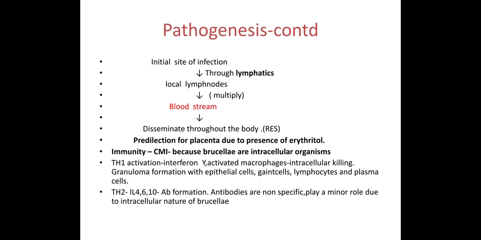Brucellae are known to have a special predilection for the placenta because the placenta has a substance called erythritol. This erythritol is a component which encourages or supports the growth of Brucella. That's why the organisms, when they multiply in large numbers in the placenta, can lead to abortion, recurrent abortion in these animals. And that is how brucellosis was discovered to be a zoonotic disease.